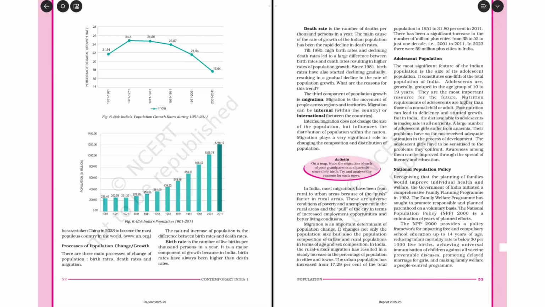The text calls this demographic cohort the most significant feature of the Indian population. We are talking about individuals between the ages of 10 and 19. And they constitute 1/5 of the entire nation. Think about the scale of that. 1/5 of over 1 billion people. You are looking at hundreds of millions of teenagers. It's massive.